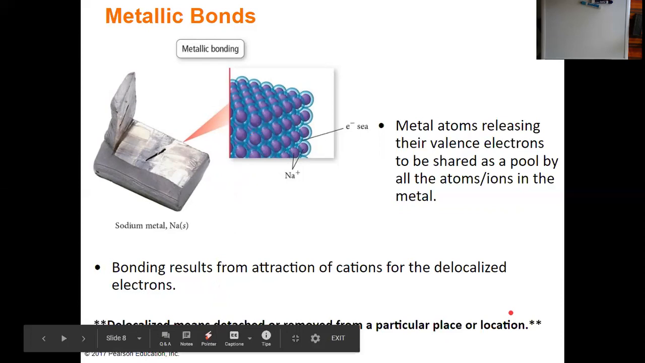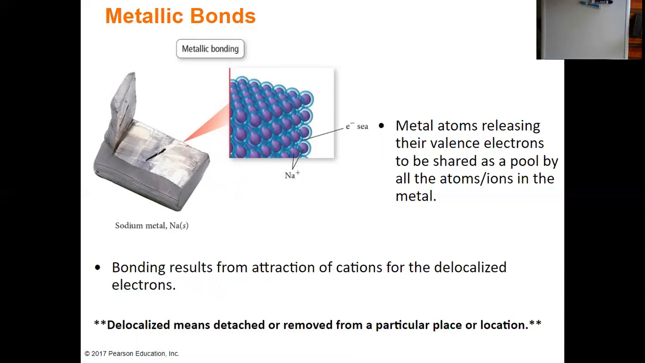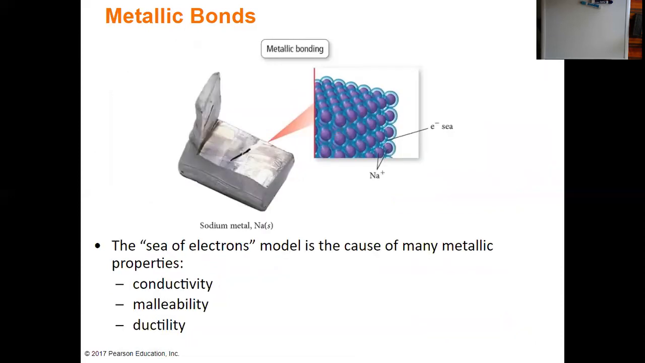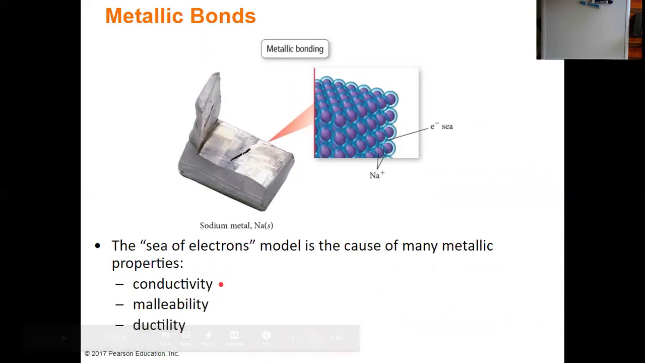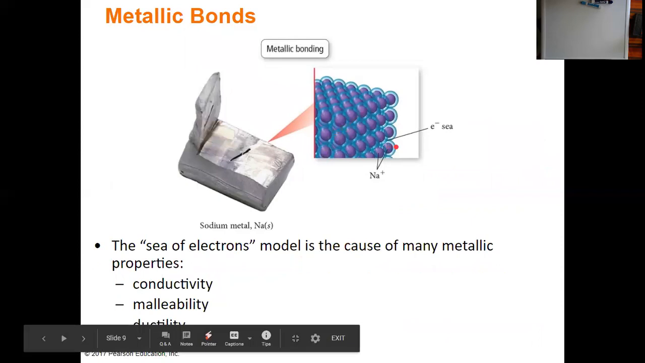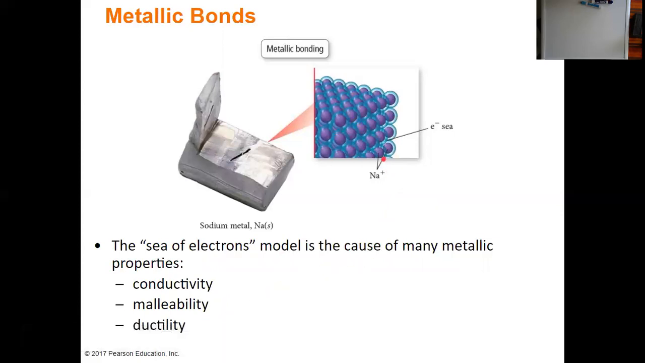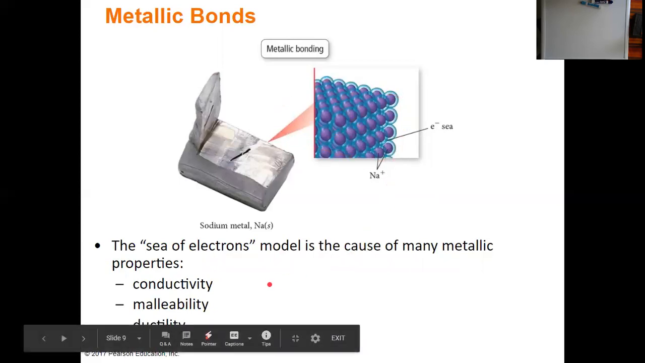Our electrons are able to move around in this sea of electrons, and that movement explains a lot of the properties of metals. It explains why metals are conductive, right? Because you can't conduct electricity if you have no charge movement. But because the electrons are moving through this pooled sea, they're able to conduct a charge. Metals are also malleable and ductile for the same reason. This pooled distribution of electrons is what gives metals most of their properties.